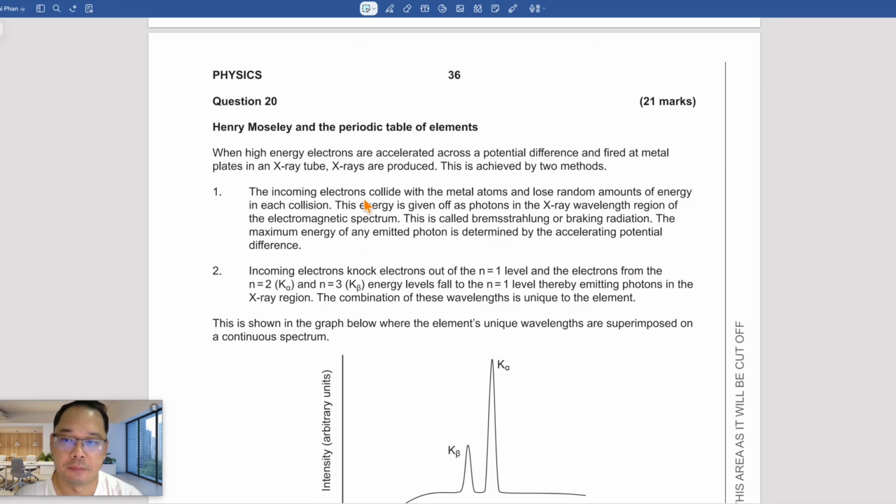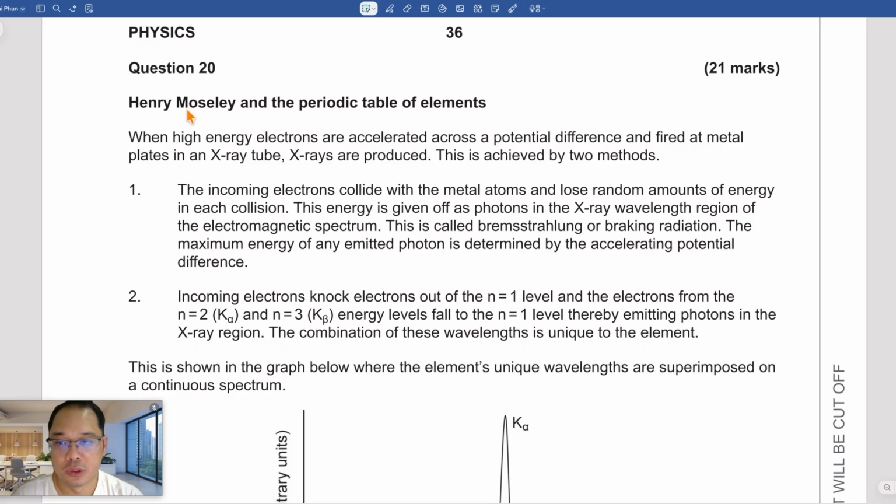Sau đó là bài tập, là câu hỏi. Henry Moseley and the periodic table of elements. When high energy electrons are accelerated across a potential difference and fired at a metal plate in an X-ray tube, X-rays are produced. This is achieved by two methods.